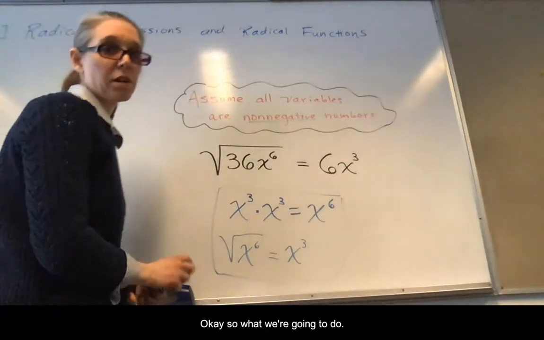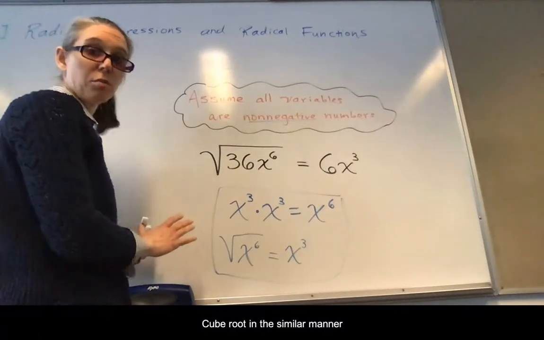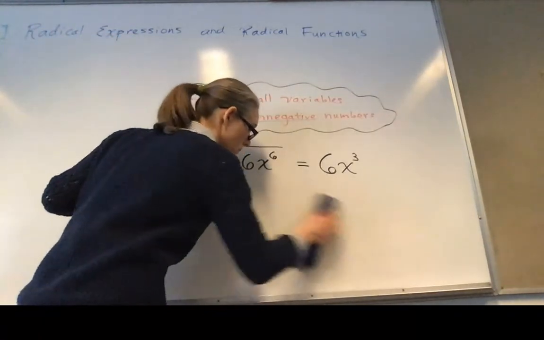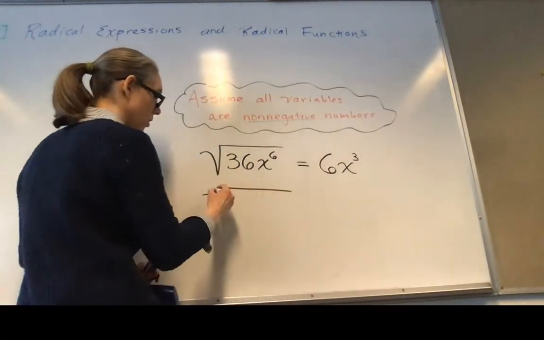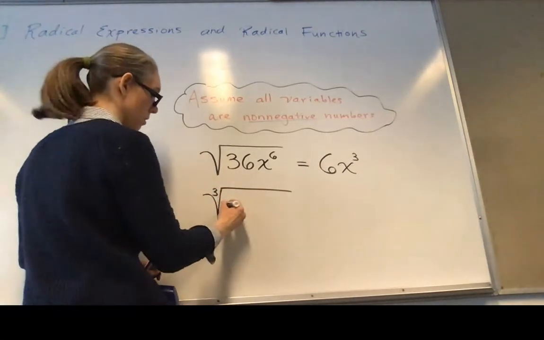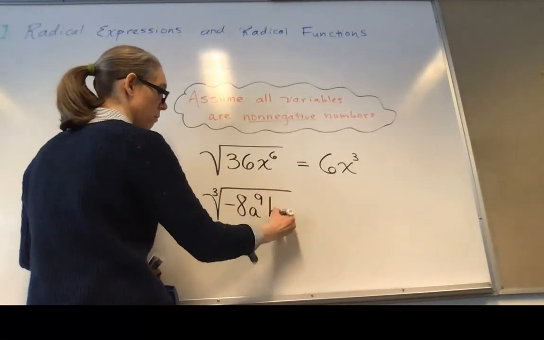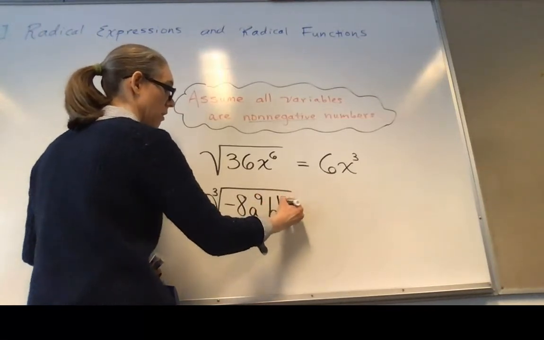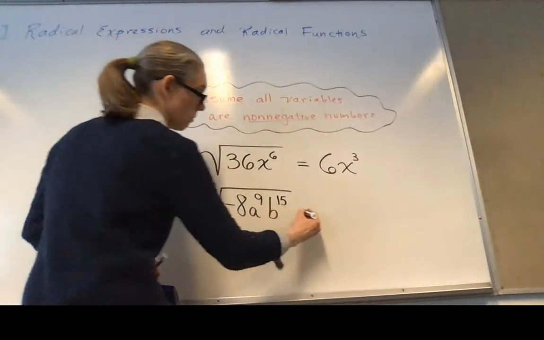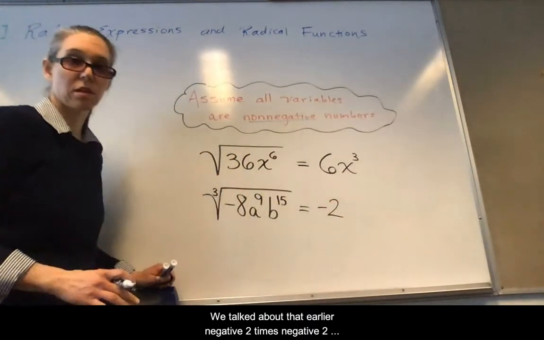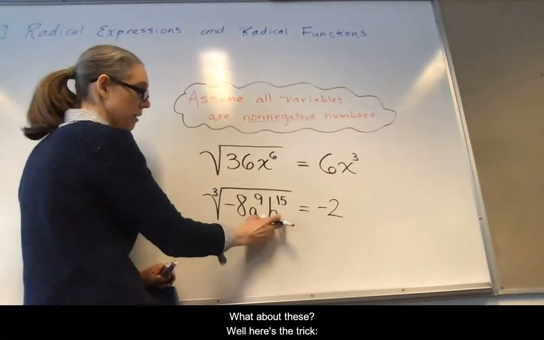Okay, so what we're going to do now is look at how to simplify a cube root in a similar manner. Let's say you end up with the cube root of negative 8, a to the 9th, b to the 15th. The cube root of negative 8 is negative 2. We talked about that earlier. Negative 2 times negative 2 times negative 2 is negative 8. But what about these? Well, here's the trick.